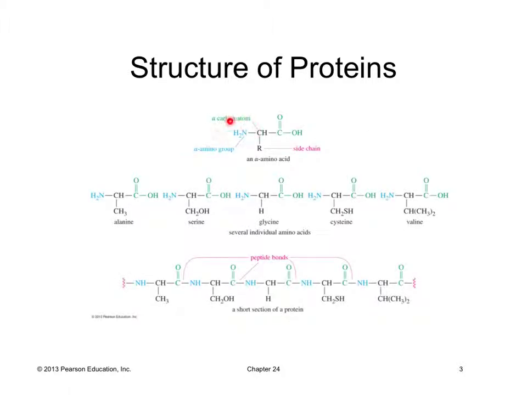The structure of an amino acid has an amino group on one side, a carboxy group on the other side, and an alpha carbon on which you have a side chain. As a result, this is called an alpha amino acid.